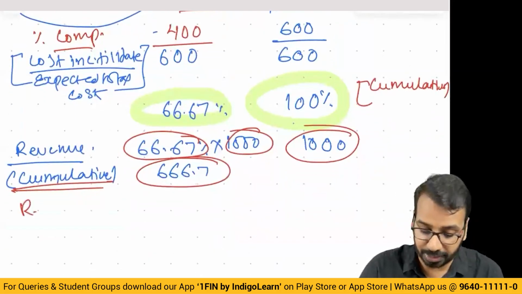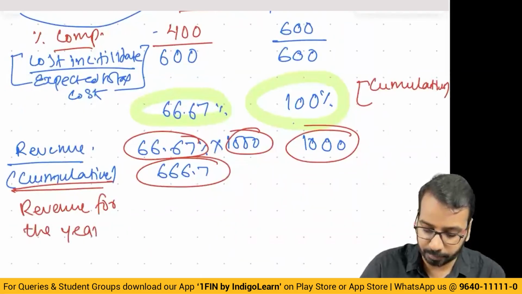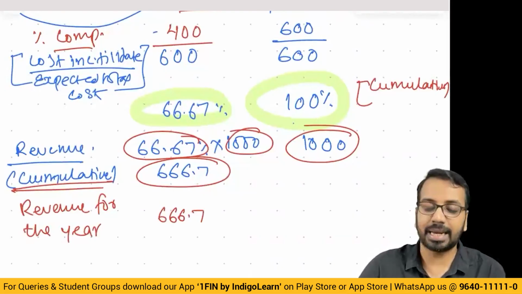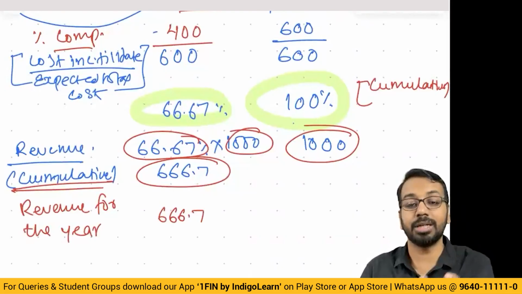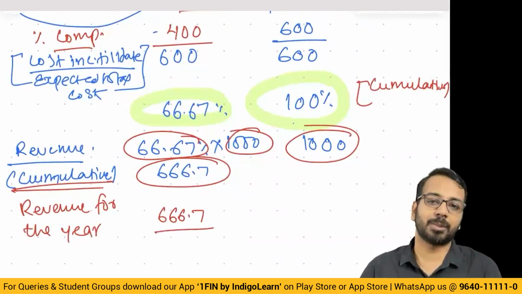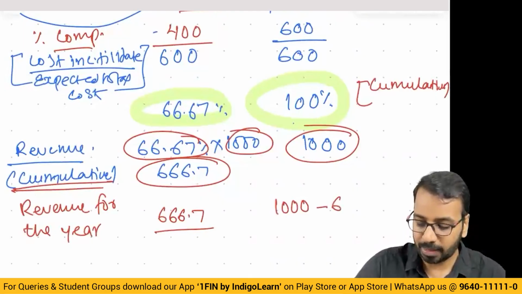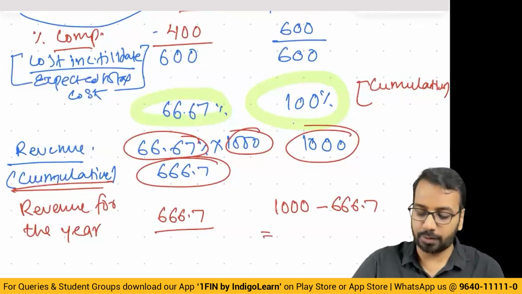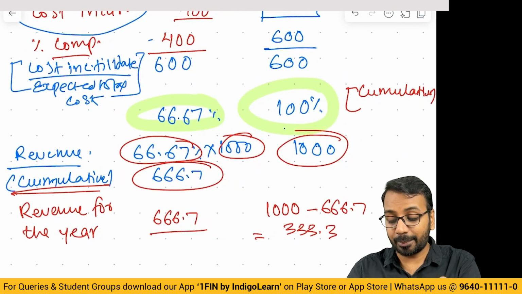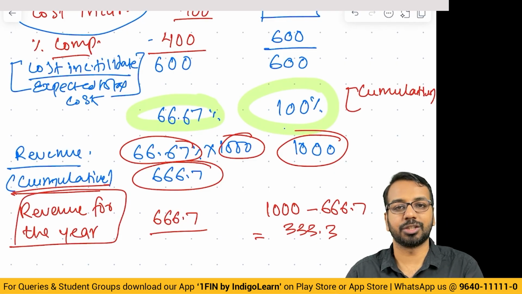So how much revenue should be recognized? Revenue for the year will be here 666.7. In the second year, total revenue should be 1000 till the end of year 2. And we have already recognized 666.7 at the end of year 1. So 1000 minus 666.7, what we get is 333.3. Okay, so this is the fundamental concept that you need to understand as far as revenue recognition is concerned.